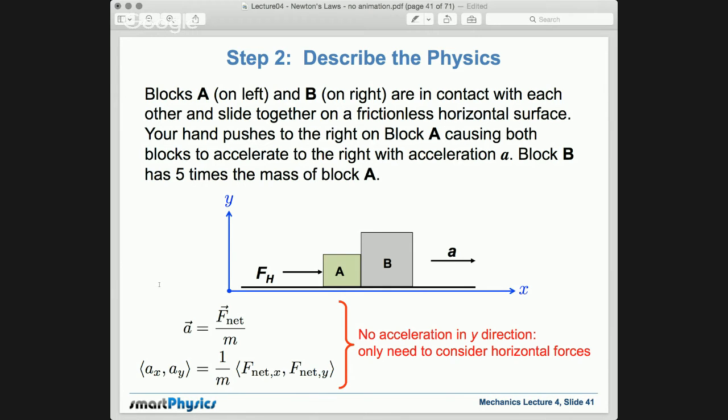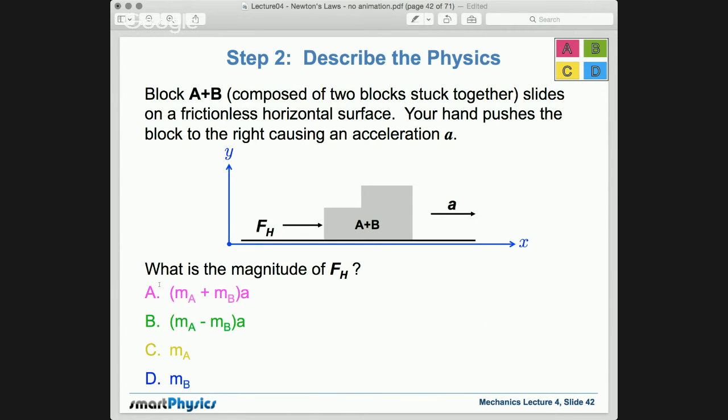Okay, let's move on here. If we think of the two blocks as a composite, then we have a situation like this. From this, we can easily find the magnitude of the force FH, the force from your hand, the pushing force. If we were in class, I would basically have you vote on this. Since there are only 3 of you tuned in, it doesn't make any sense to vote. So we'll just work through this.